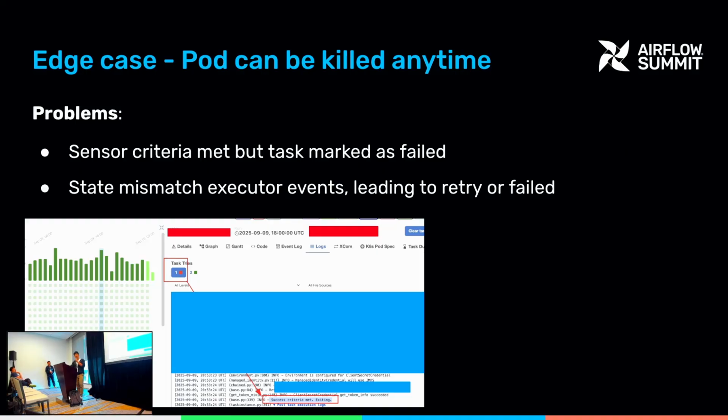First, our users repeatedly reported that their sensors got randomly marked as failed even though the success criteria was met. Users were also confused about the state mismatch error in the event log tab. It's really hard for them to fully understand what it means, and what they can do is also very limited. They can only reach out to our channel or clear their tasks.